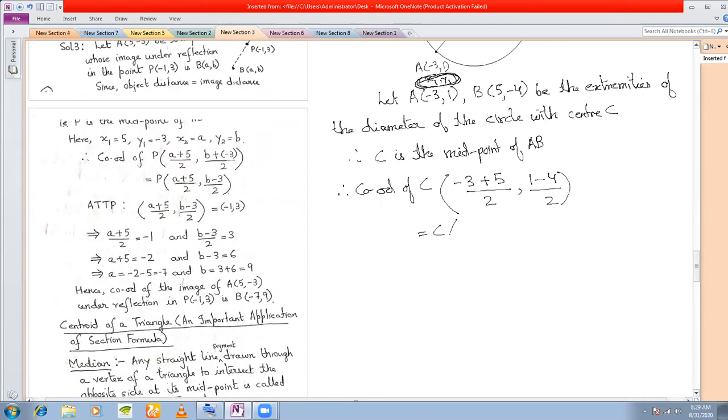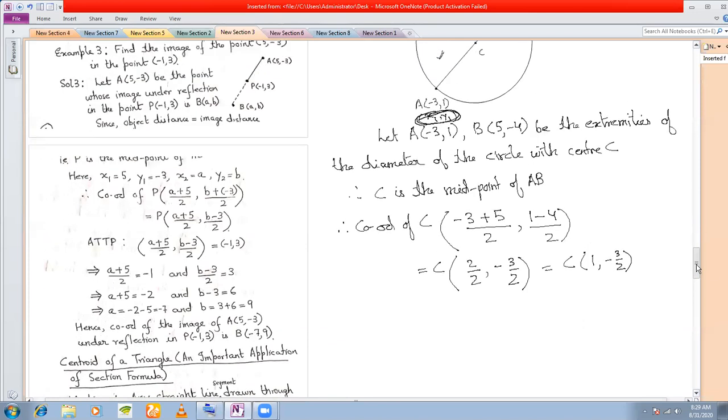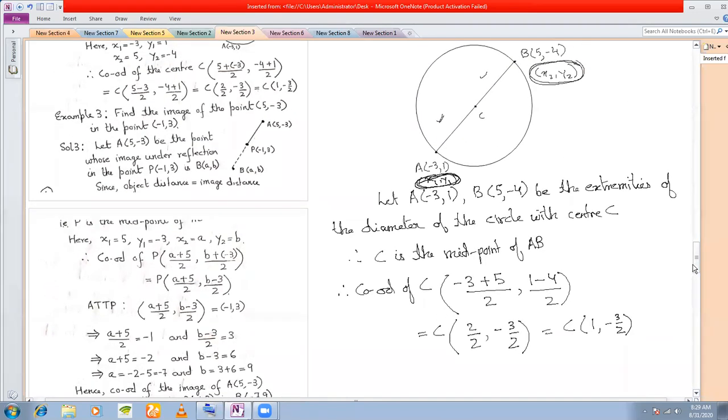Okay, equal to C, and you have 5 minus 3 is 2, 1 minus 4 is -3. So the coordinates of your center is (1, -3 by 2), which you can also write as (1, -1.5). Okay, any questions here?